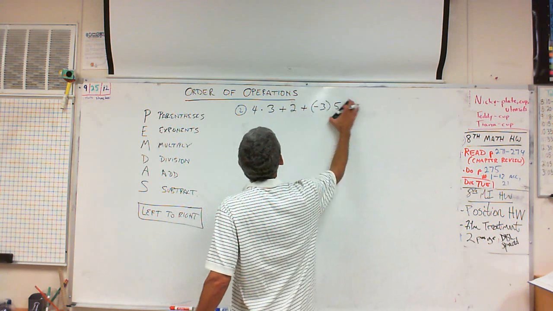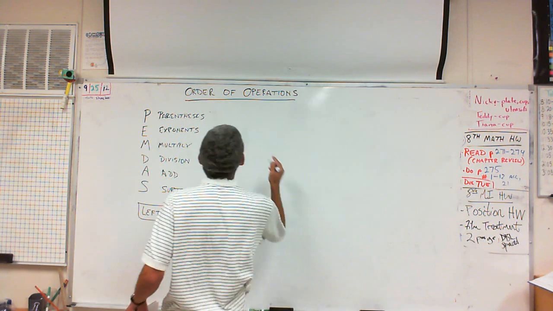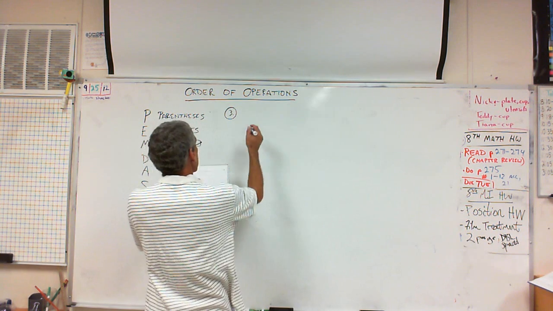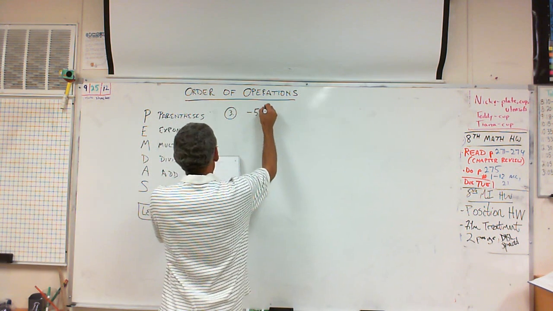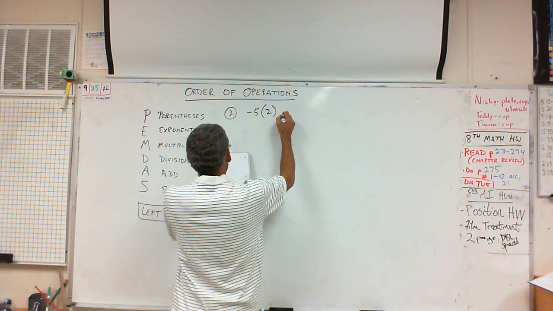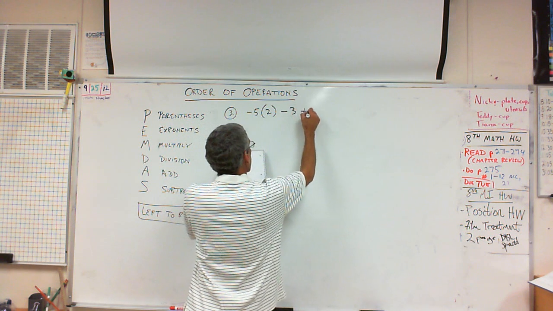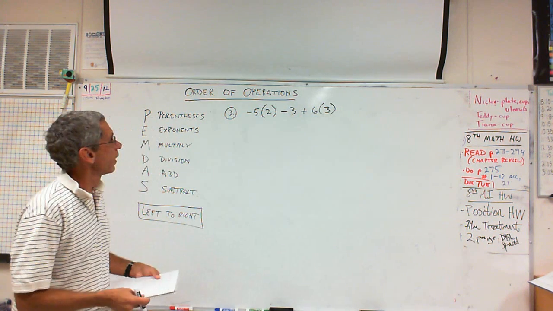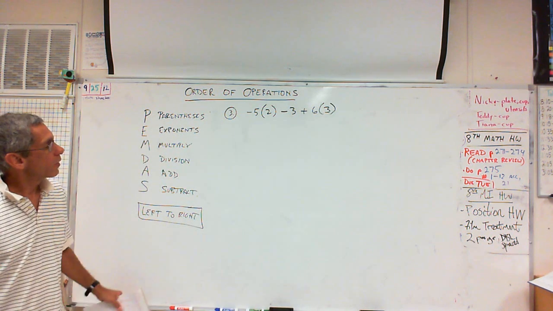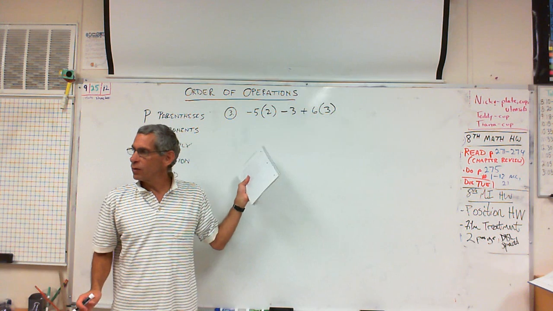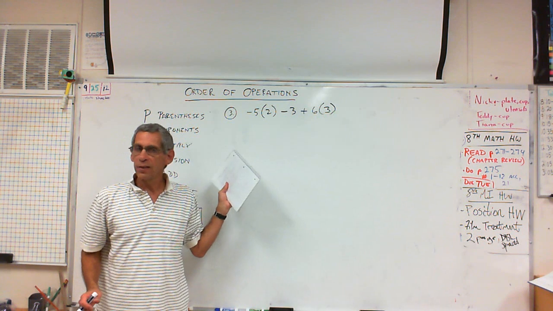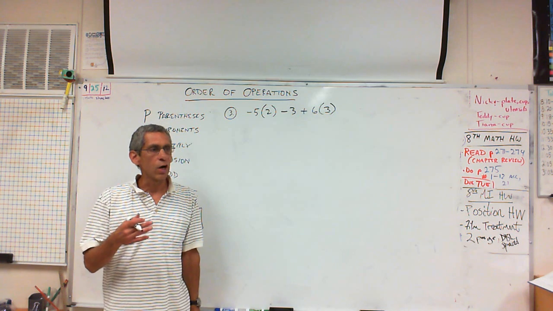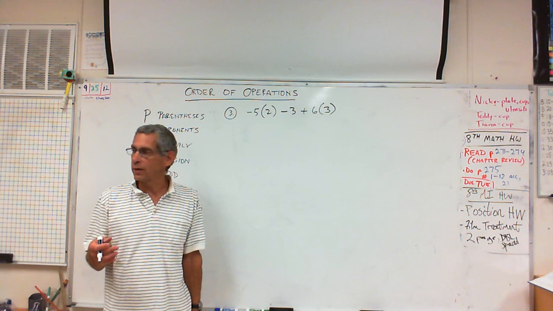All right, so we got number 3, and they're going to just slowly get more and more complicated. Negative 5 parenthesis 2 minus 3 plus 6 parenthesis 3. Now, what I want you to see, though, is before you do PEMDAS, things look confusing. And they always look confusing until you've started to break things down using PEMDAS, right?